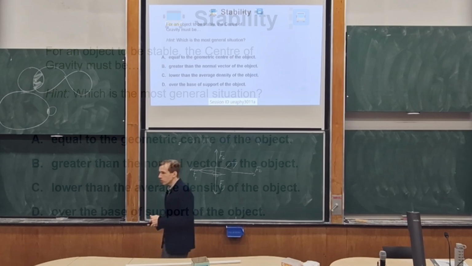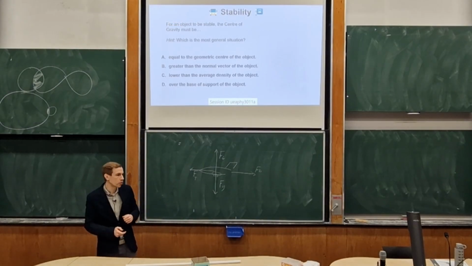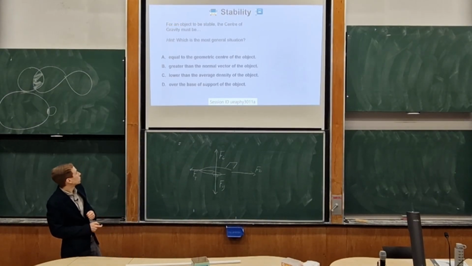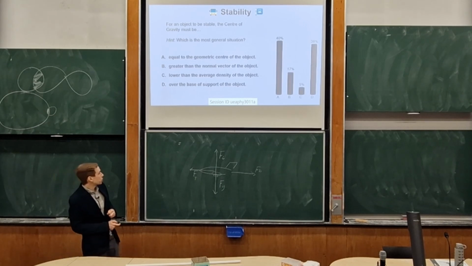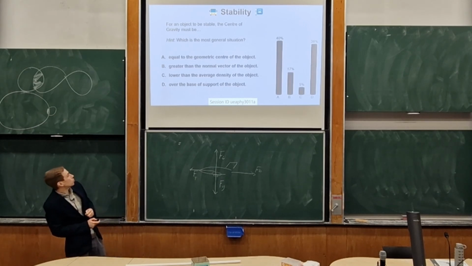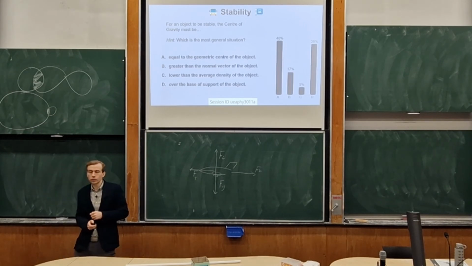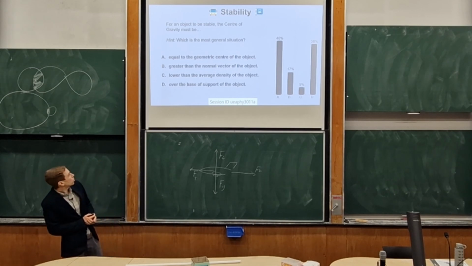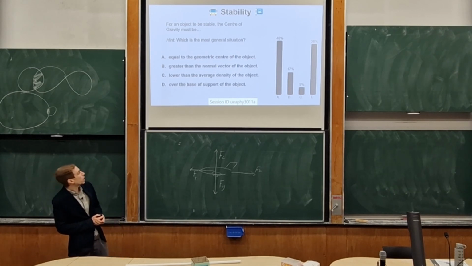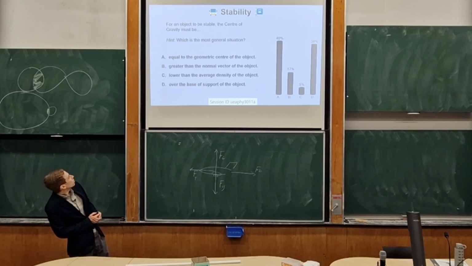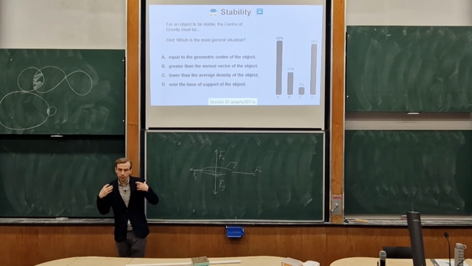Okay, let's take a look at the responses. I'm curious to see what everybody thinks for this one. How's this object going to be stable? Okay, again, we've got a pretty good range of options here. Not so many people going for C, but most people are going for option A. Okay, now this is an interesting one.